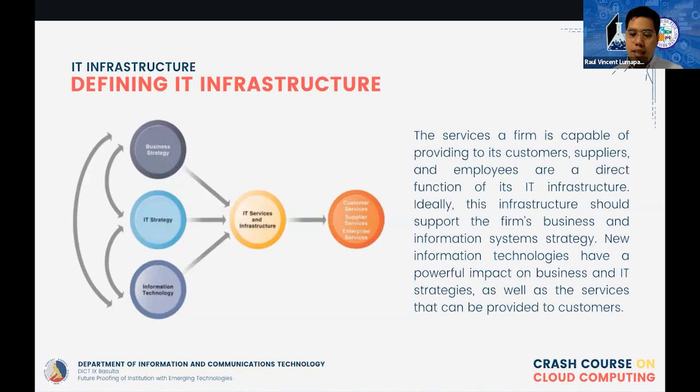New information technologies have a powerful impact on business and IT strategies as well as the services that can be provided to the customers. So when you look at this infographic, this visualization, your business strategy, your IT strategy, and the IT capability that you have would build up the IT services and infrastructure. You cannot do an online shop if you do not have proper IT infrastructure put in place.